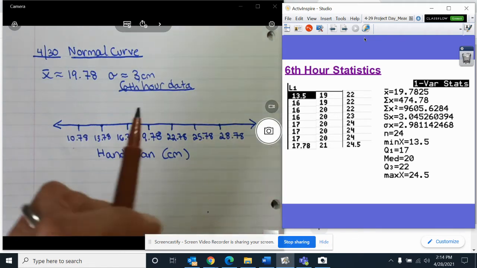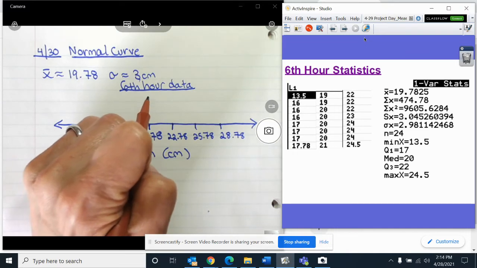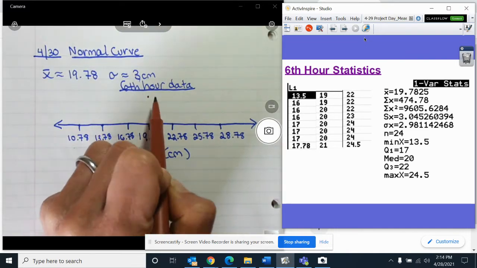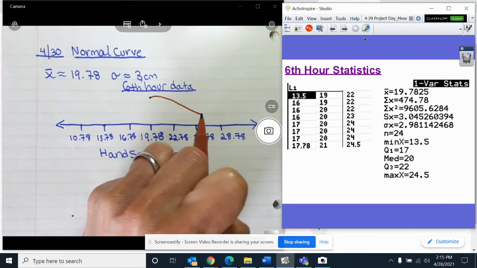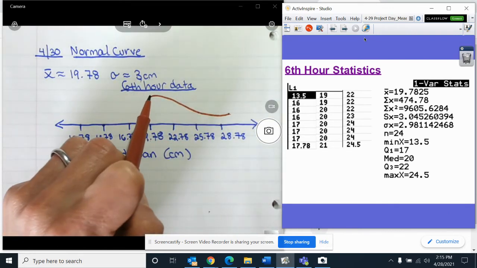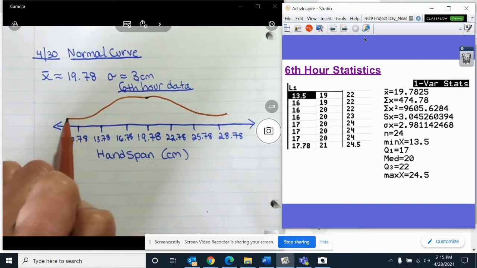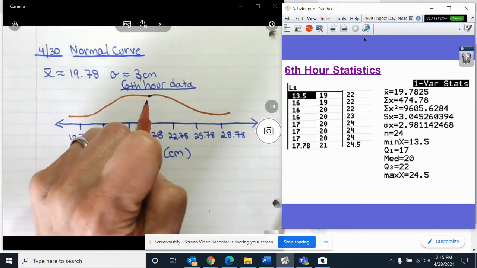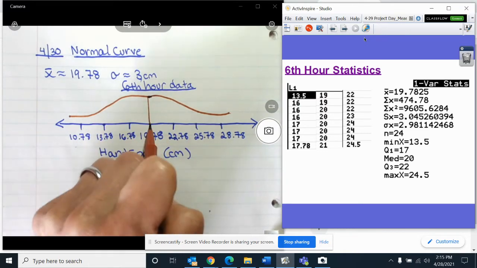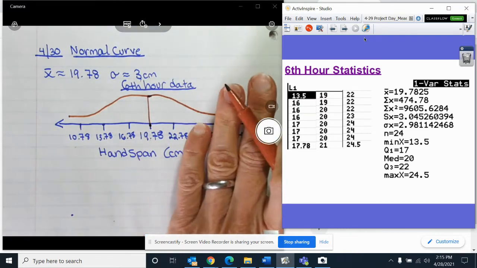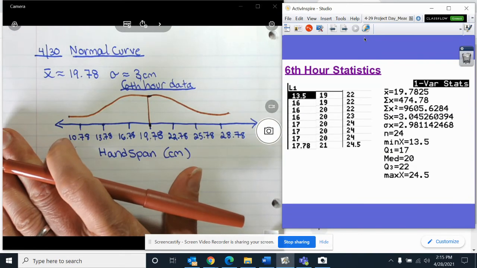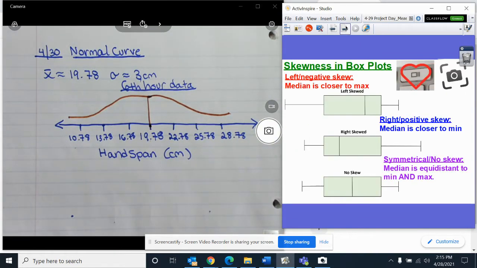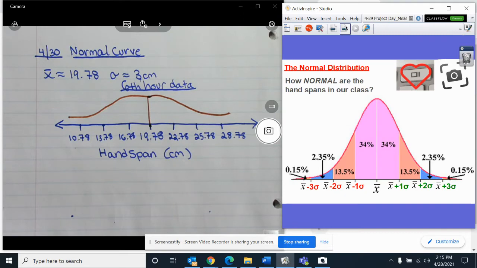Now remember that the normal curve, I always start from the middle, just like I started from the center on the number line, but it flows to the left and the right. And then there are certain percentages of our data that fall to the right and the left. So to remind you of how those percentages break down, here's that normal curve.